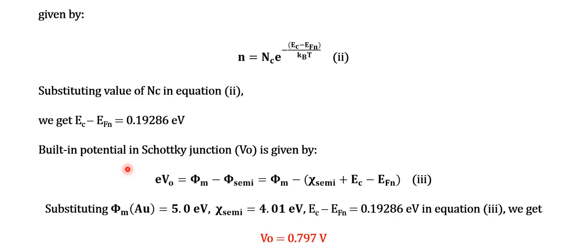Initially a condition was given that Nc is equal to Nv and the Ni value was given, and from there you could find the Nc value. Then you substitute the same Nc to find out Ec minus EFn. Once you get Ec minus EFn, for the built-in potential, the work function of the metal and the affinity of the semiconductor are already given to you. With all of these given, finally you will get eV0 as phi m minus psi of the semiconductor plus Ec minus EFn, and you will get your V0 as 0.797 volt. Is that clear?